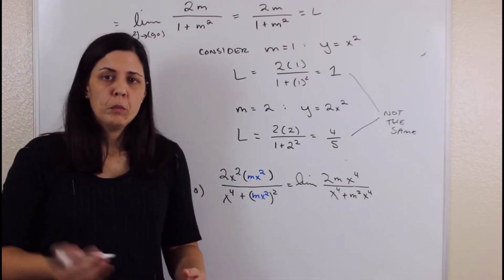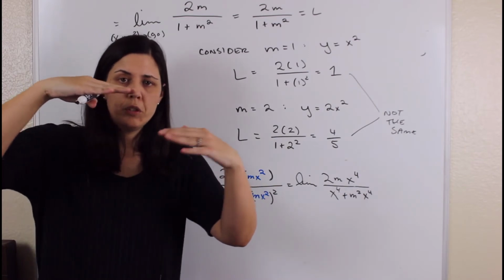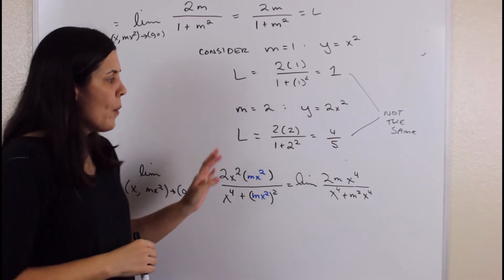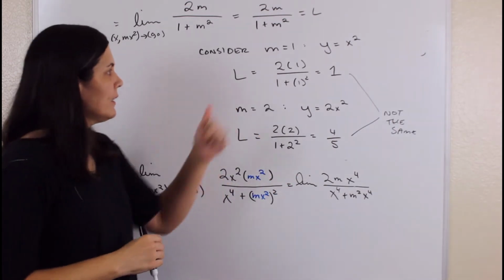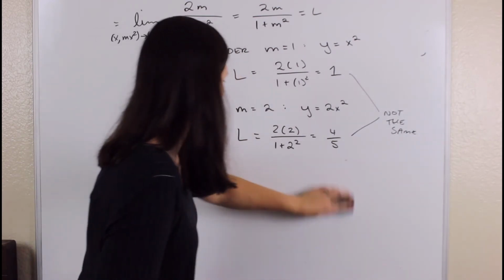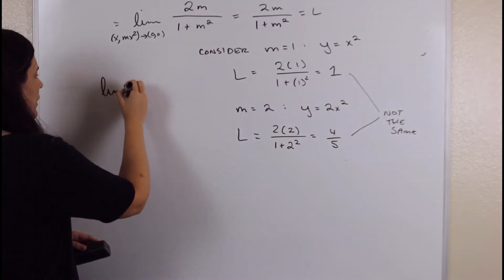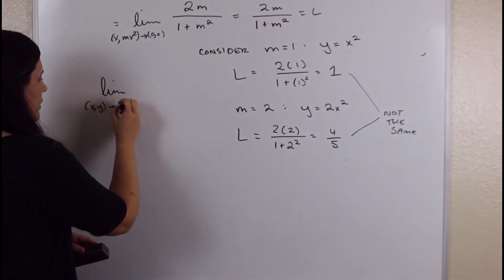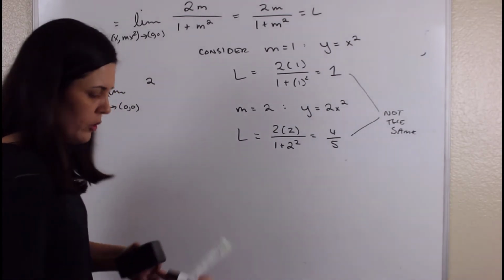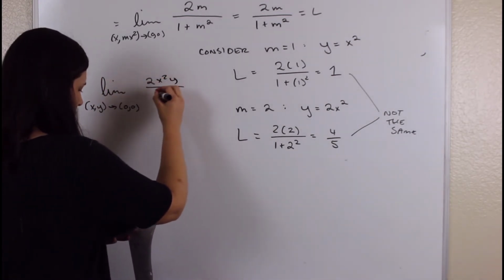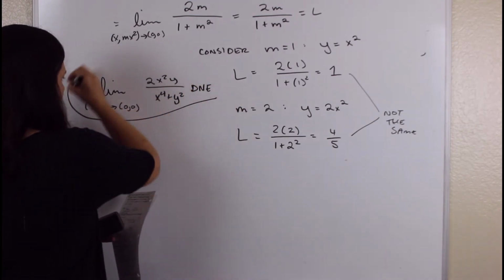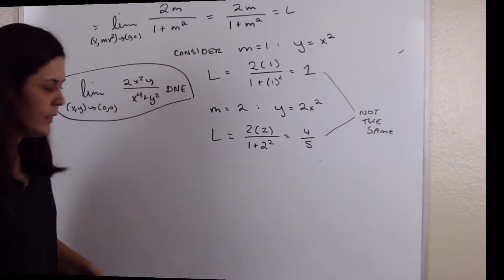Think about it in single variables. If you came in from the left and the right, you're getting two different values as you approach this same singular point. So you could say, by the two-path test, this limit doesn't exist. So let's just put that there to be formal. This limit as x, y approaches 0, 0 of our original function, which I think was 2x squared y over x to the fourth plus y to the second, does not exist by the two-path test.